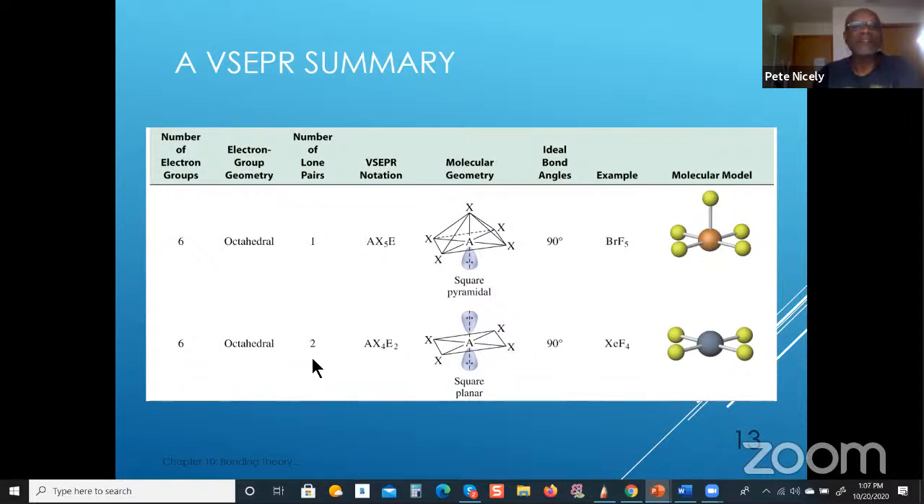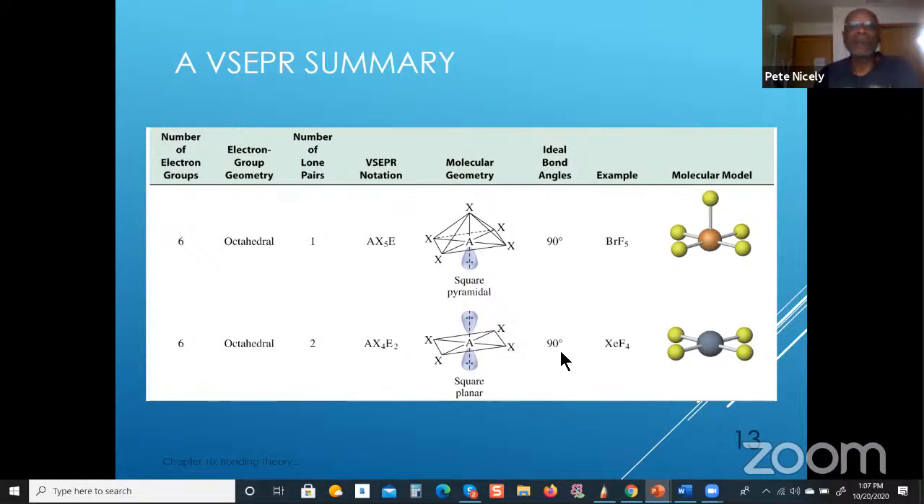And then we get to this, where we have 2 lone pairs among the 6 electron groups. The geometry in terms of electron groups would still be octahedral. This would be the VSEPR notation, and the shape adopted by the molecule would be the square planar shape. And you can see that you can get it from here to here by removing the X here and leaving behind the lone pair, and that would be the result, all right?